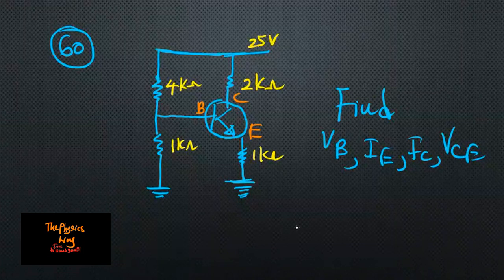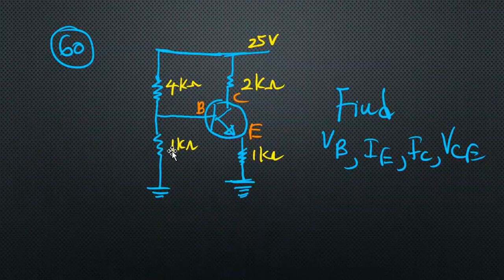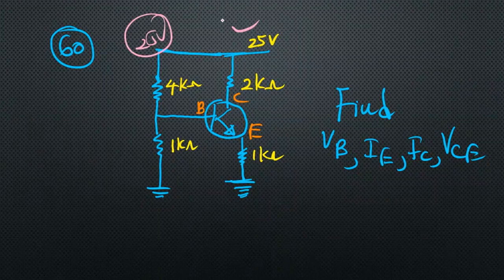Right. In this question, they're asking us to find VB, IE, IC and VCE. This question is also from the voltage divider method. You can see the voltage is divided using 4 kilo ohms and 1 kilo ohms. If you have done other questions of this type, then you know. If this is the first question, you can still go through this guide and you will understand it. The potential they have given is 25 volt, just as the potential here.